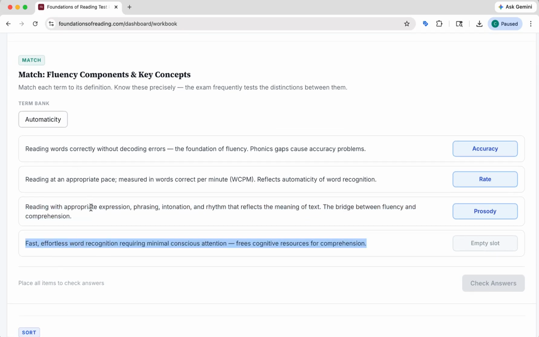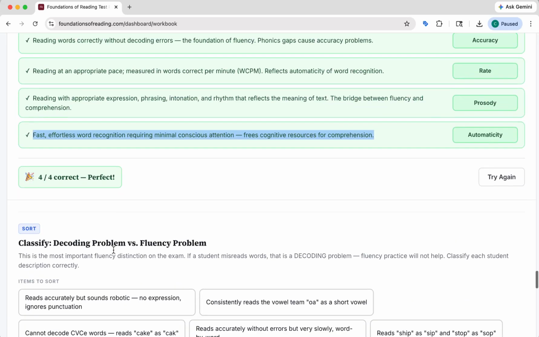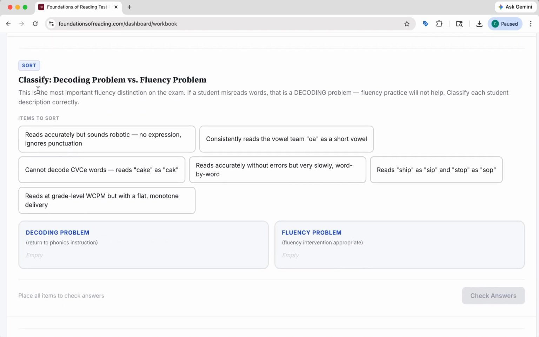This is actually the goal of reading, to not only understand that which is read, but to also read it fluently. And that is called automaticity. Let's check it. And we got it. Nice job.